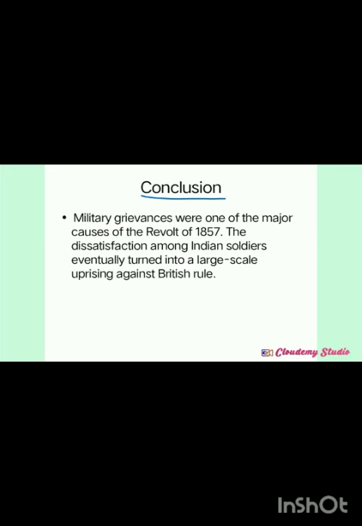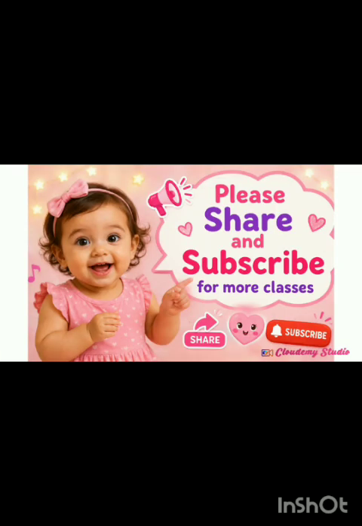So, the conclusion to the military causes: military causes were one of the major causes of the revolt of 1857. There was dissatisfaction among the Indian soldiers, correct? Indian soldiers were totally dissatisfied with British rule, and they raised the uprising against the Britishers. I hope all these points are clearly understood.